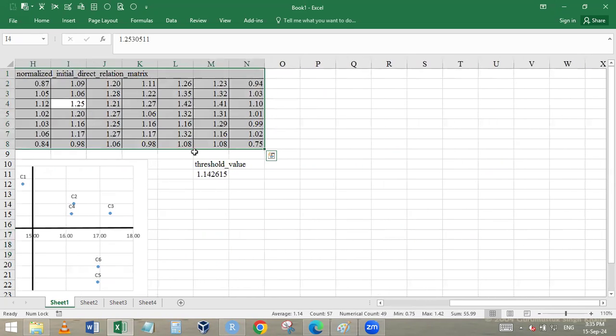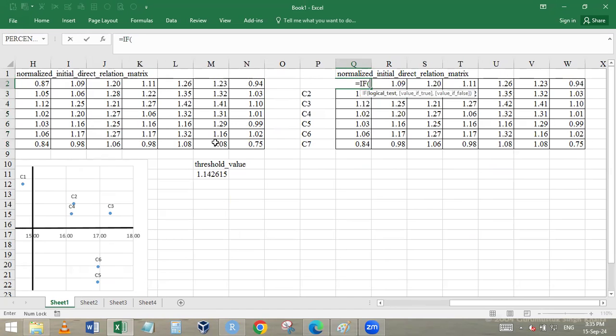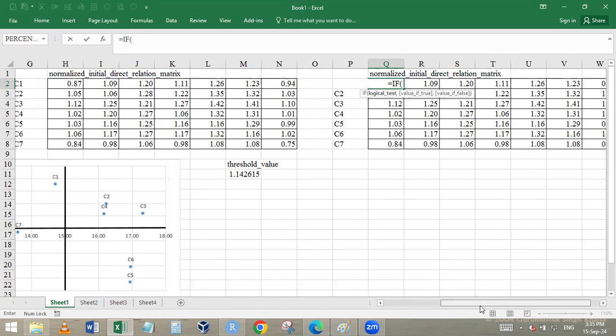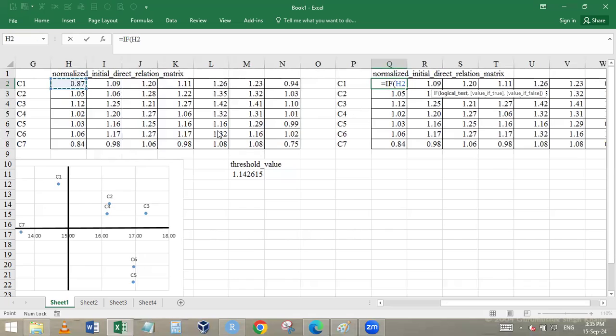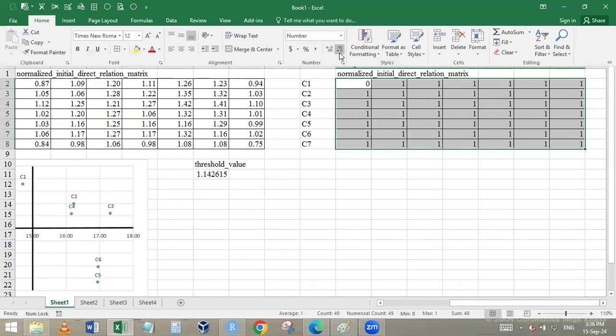This table, I'm making it once again, paste it here. And this time I'm saying any value more than threshold, if this value is greater than or equal to the threshold value, then it is considered as an effect, else no effect. If this value is greater than threshold value, then it is considered as an effect, else there is no effect. Check this out, what I have done.